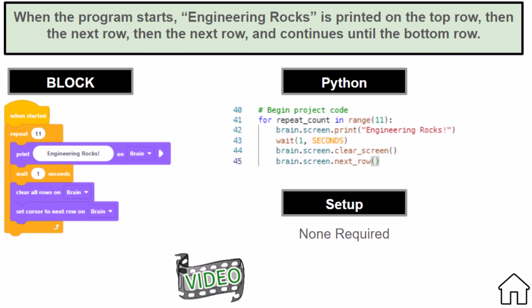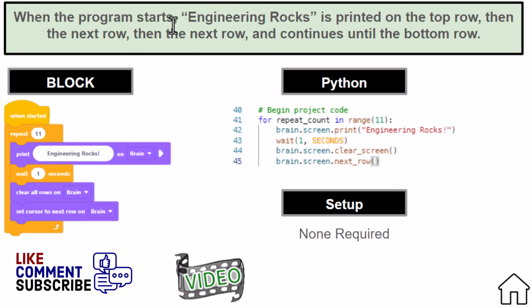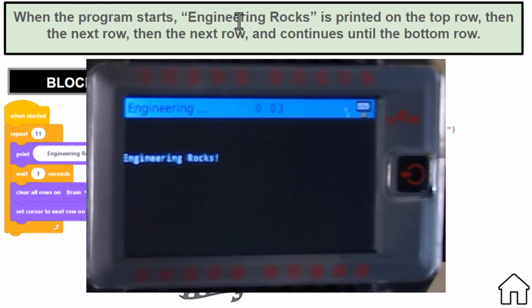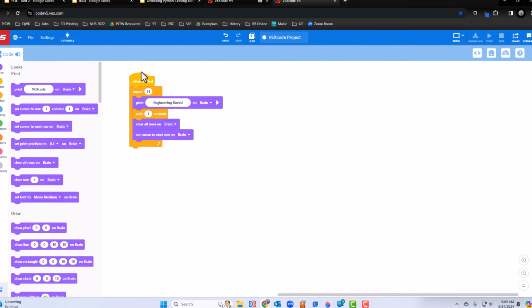In Lesson 1, we're going to take a look at how to use the brain to display messages. When the program starts, "engineering rocks" is printed on the top row, then the next row, then the next row, and continues until the bottom row. So here's the block code.